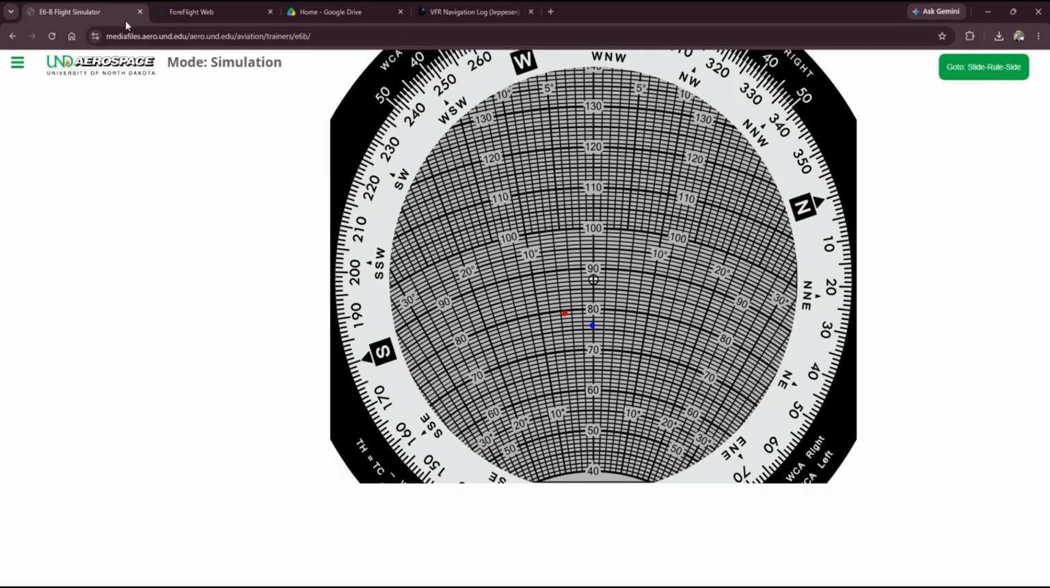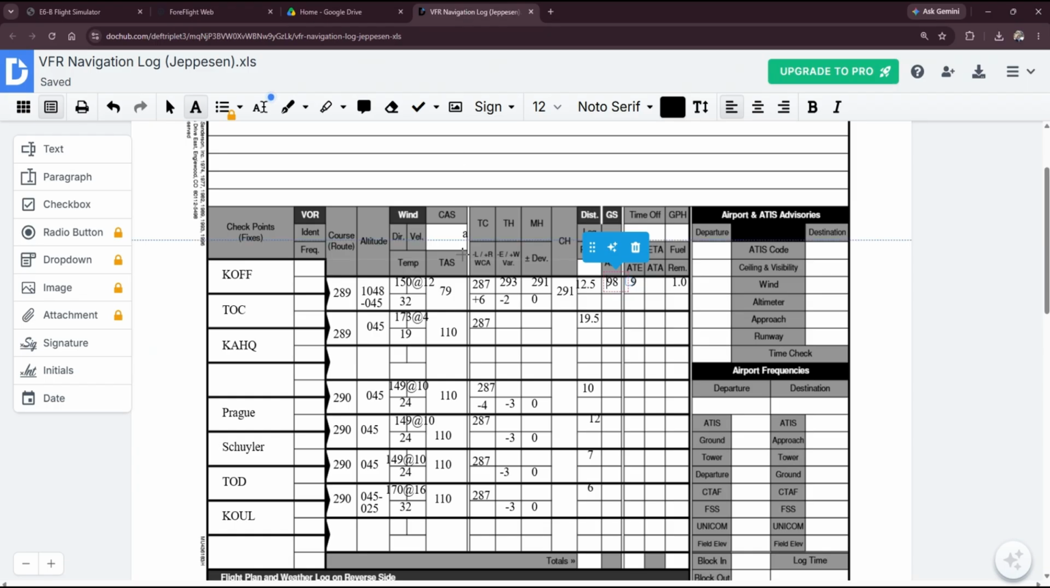Right, and then from there we'll go back to our E6B, and we need to figure out what our variation is. So we know that this is the 10, right? So 2, 4, 6, 8, 10. 2, 4, and then minus 6. So everything left of the line is minus, everything right is plus. So minus 6. We'll go back over here to the flight plan. We need to put minus 6, right? And then 287 minus 6 should be 277.